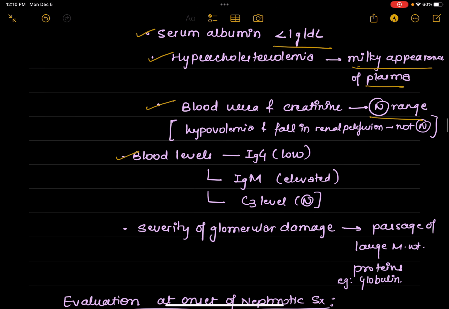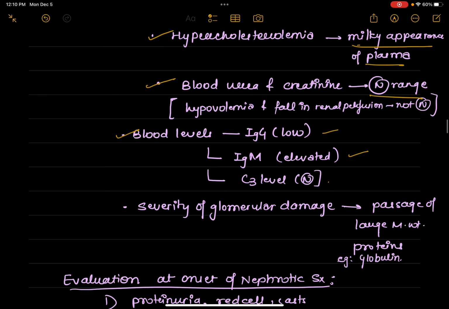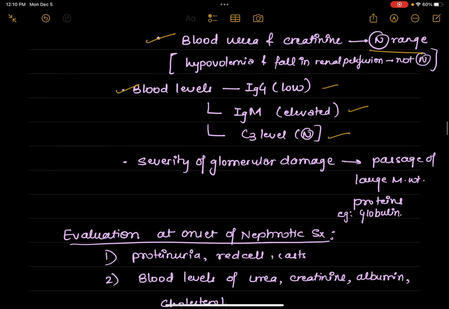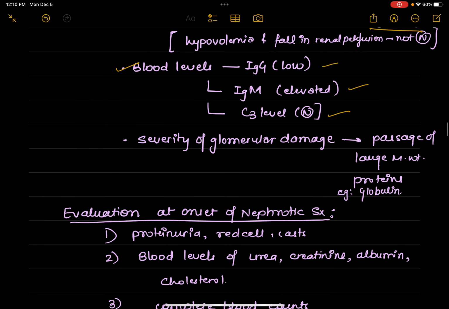Blood levels of IgG are low and IgM are elevated. C3 levels are normal. Regarding severity of glomerular damage, passage of large molecular weight proteins, that is globulin, represents severe glomerular damage.